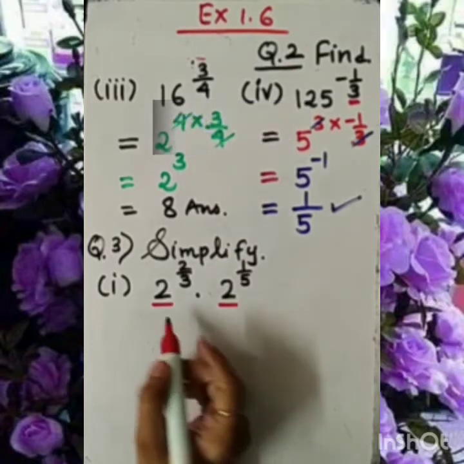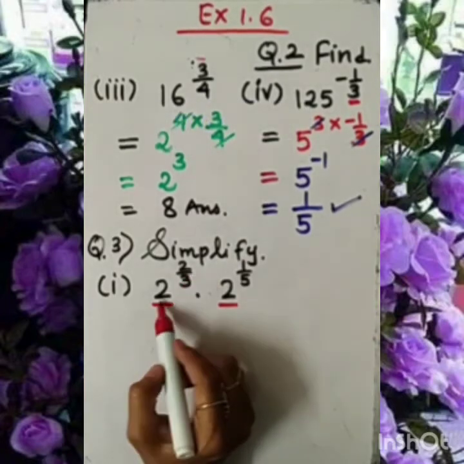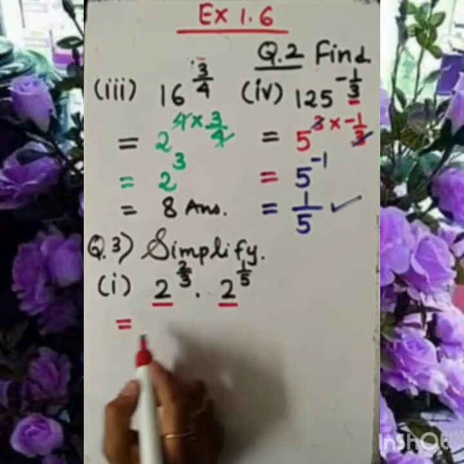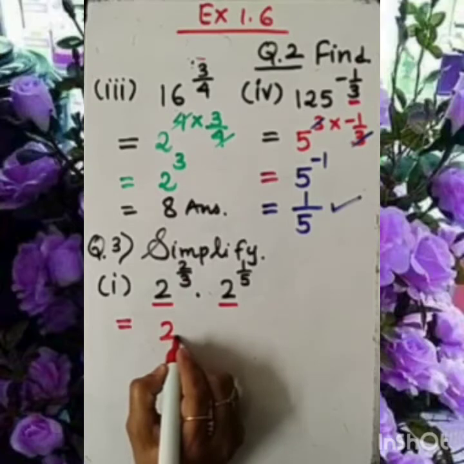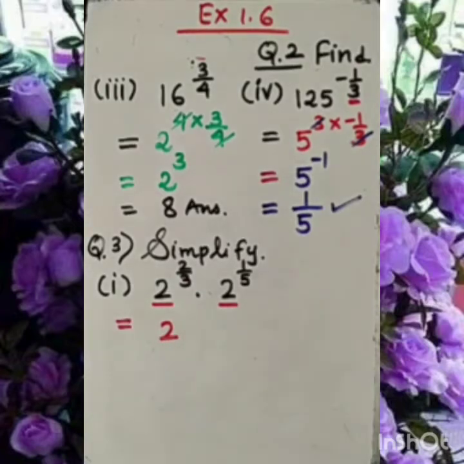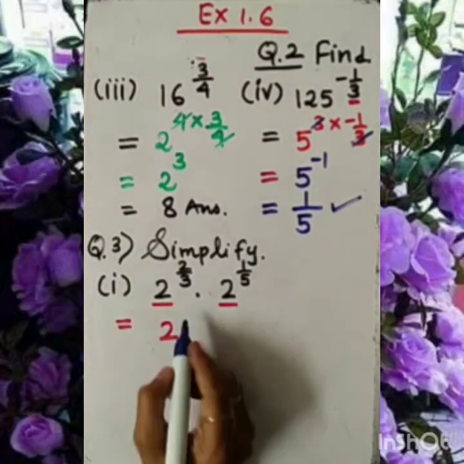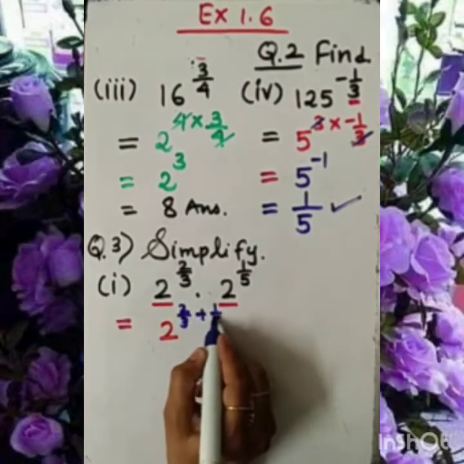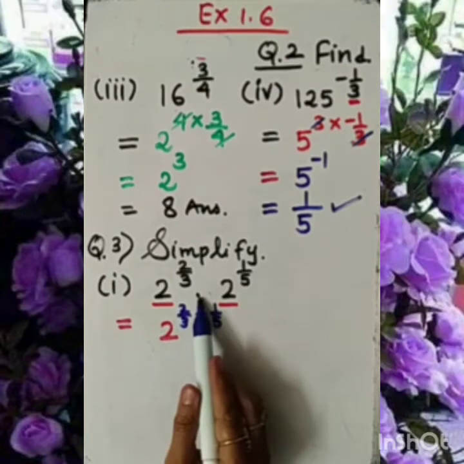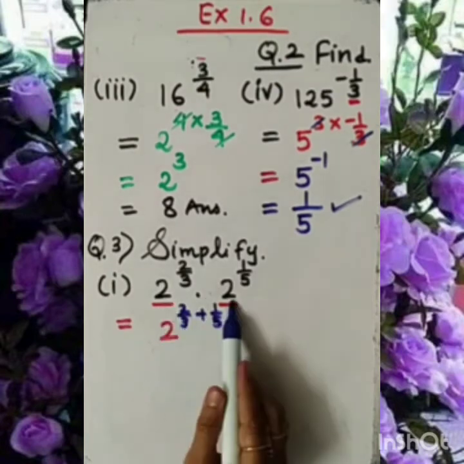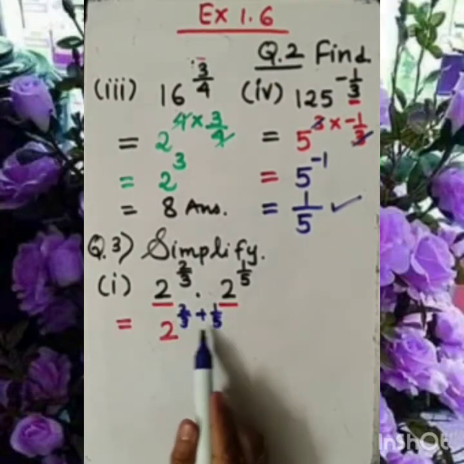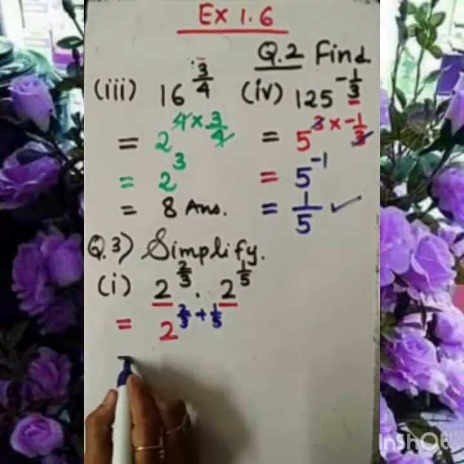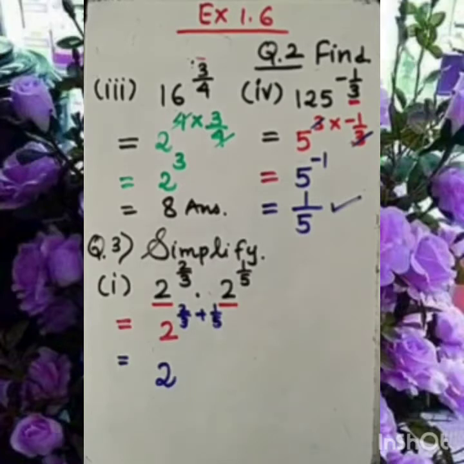Fine. So what are we going to do? The base is similar, and between these a product sign is there. So we need to apply the law of exponent. It says 2 to the power 2 by 3, which we are given, plus 1 by 5. It means whenever it is a product and the base is similar, we need to add the powers. Now as we know, 3 and 5, it's not difficult. 2 is the base, keep it as it is.